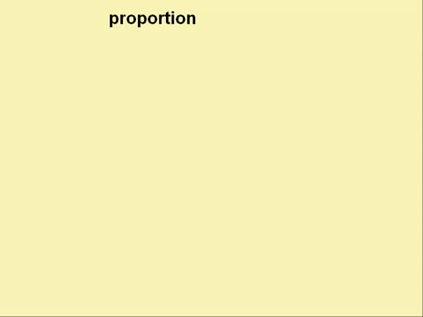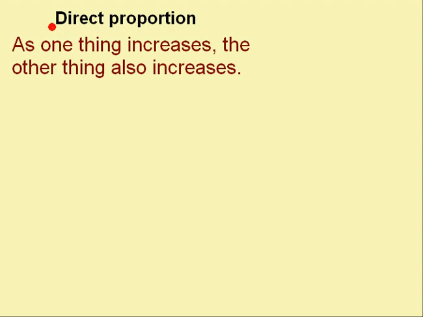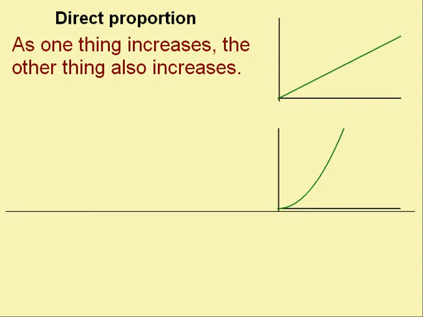In this clip, we're going to be looking at direct and inverse proportion. Remember, proportion means a certain type of relationship between two quantities. If two things are in direct proportion, then as one of them increases, the other also increases. Typical graphs for direct proportion would look like this.